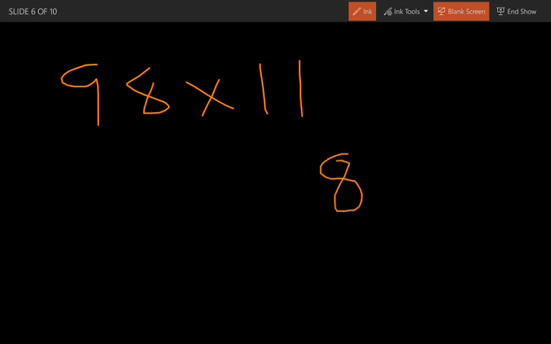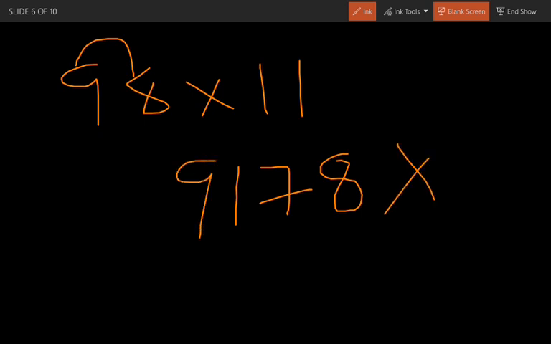98 into 11. What are you going to do? The first step is to write the last number as it is, 8. Just add these two numbers: 9 plus 8 is going to be 17. Now you are not going to write 17 like this with the first number 9. This is not how you are going to solve this.